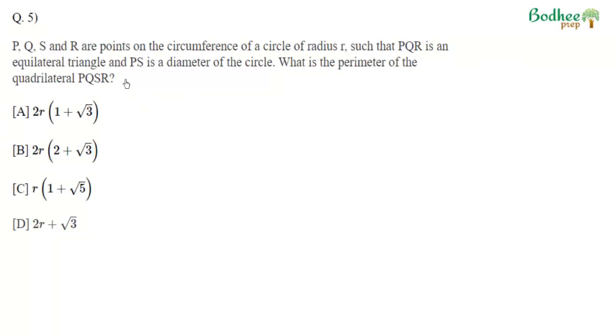Now let's take the fifth question. Here it says that P, Q, S and R are points on the circumference of the circle with radius R such that PQR is an equilateral triangle and PS is the diameter of the circle.